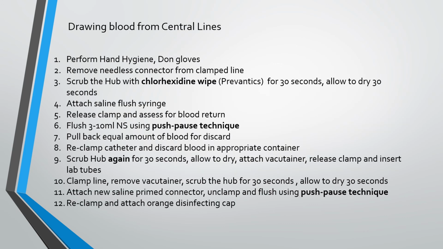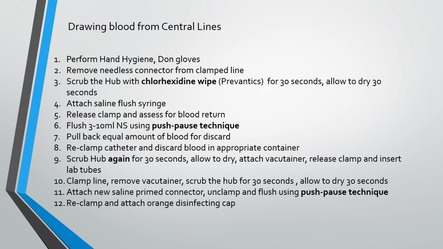Blood draws from a central line. Perform hand hygiene and don gloves. Remove the needleless connector from the clamped line. Scrub the hub with chlorhexidine wipe per Vantix for 30 seconds and allow to dry 30 seconds. Attach the saline flush syringe. Release the clamp and assess for a blood return. Flush with 3 to 10 mL normal saline using a push-pause technique. Pull back an equal amount of blood for discard. Reclamp the catheter and discard the blood in an appropriate container.